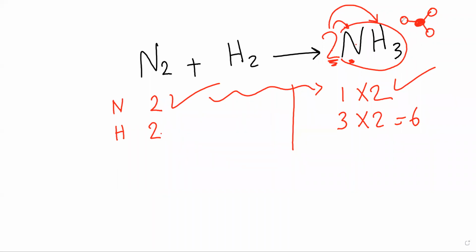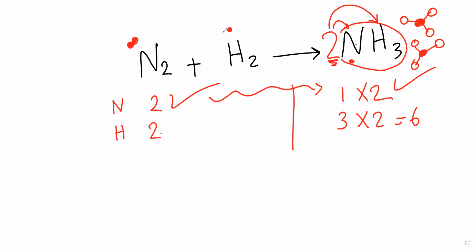This one means what? That I will have 2 compounds of this one. So I will have 2 nitrogen and 6 hydrogen atoms. I have 2 compounds. I can't play inside the compound itself. So I have here 2 nitrogen atoms that are sticking together. Okay, this is balanced.